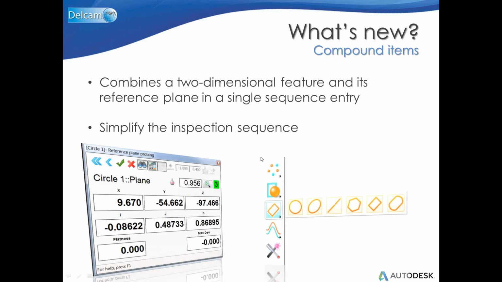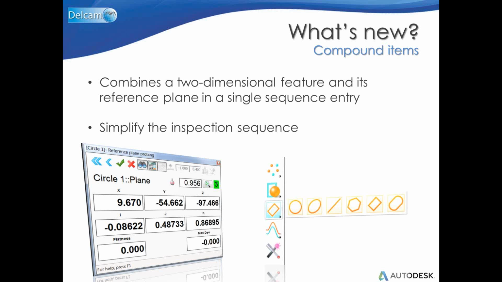This procedure can lead to a massive list of reference planes, which are obviously of secondary importance. Well, with the new compound items, the plane won't be displayed in the sequence tree, but it's included during the measuring procedure, making the reading of the inspection sequence clear and concise. Anyway, I will show you briefly in demonstration number 3 how to use compound items.